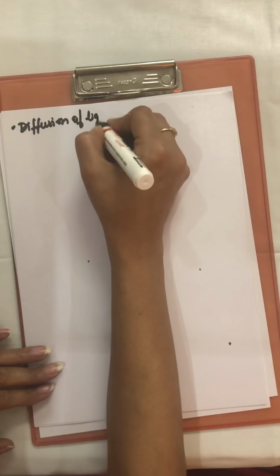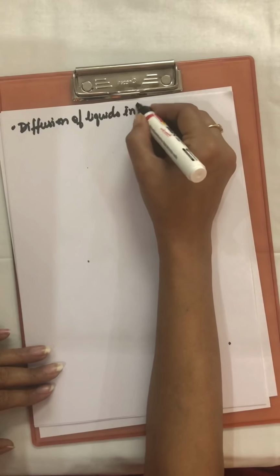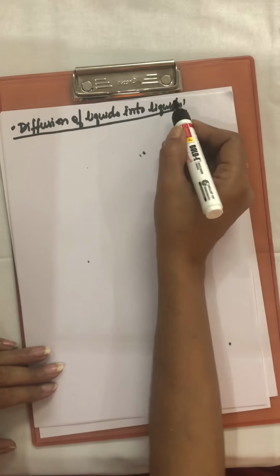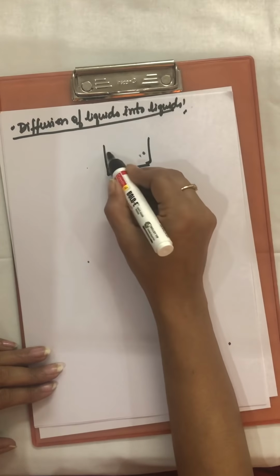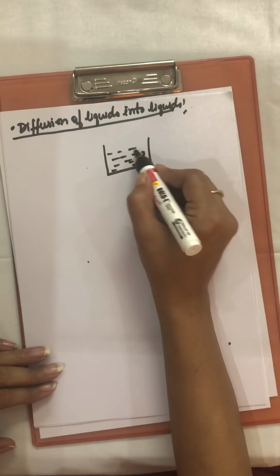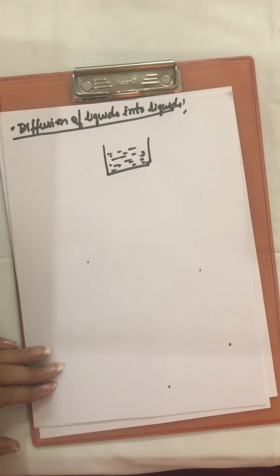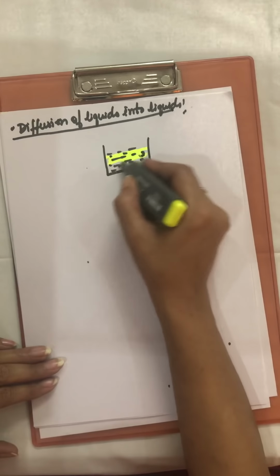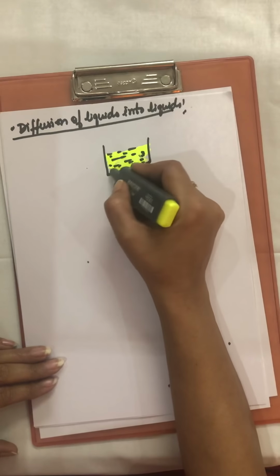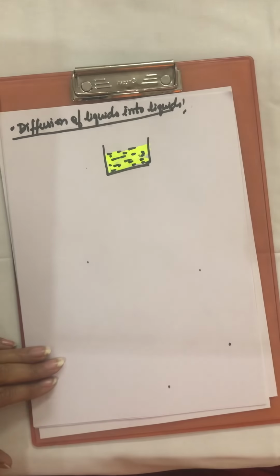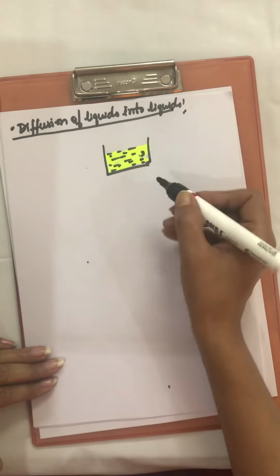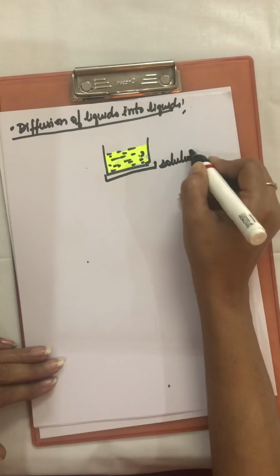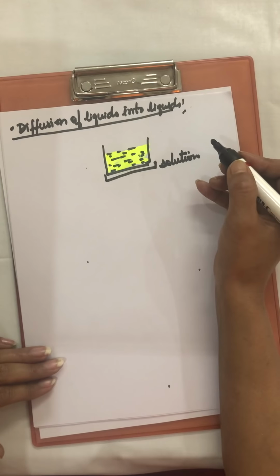Diffusion of liquids into liquids. When water is added to alcohol, or vice versa, the two liquids quickly start moving into the spaces of each other. That is, they quickly diffuse into each other to form a solution. After the mixing of the two, we get a solution of water in alcohol, or we can say alcohol in water.